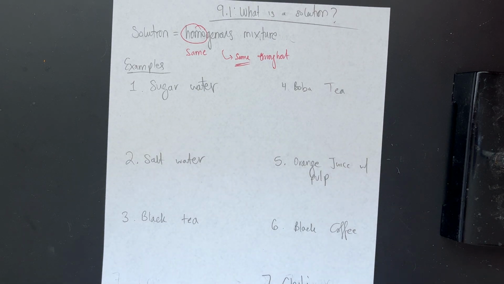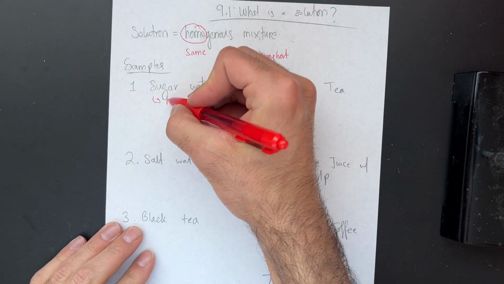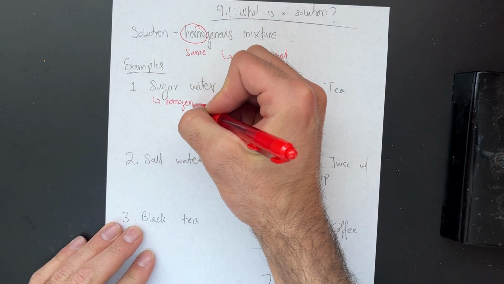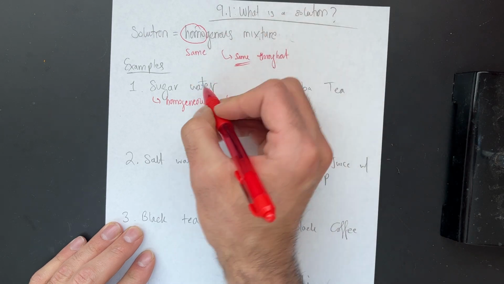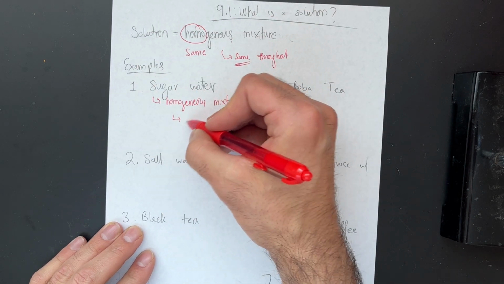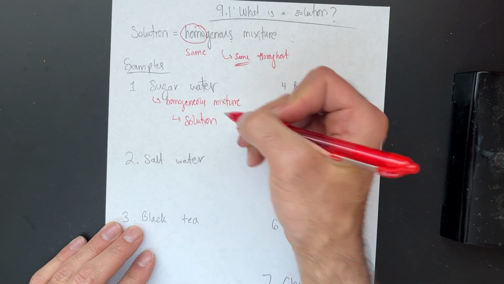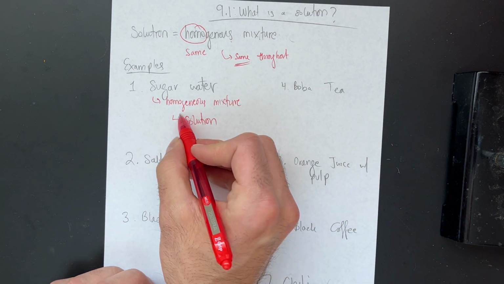It's sugar water. It's not sugar and water, right? It's just sugar water at that point. The first sip of sugar water tastes the same as the second sip of sugar water. It's all the same at that point. And so sugar water is a homogeneous mixture. It's a good example of it. And thus, therefore, because a homogeneous mixture is a solution, sugar water is a solution.